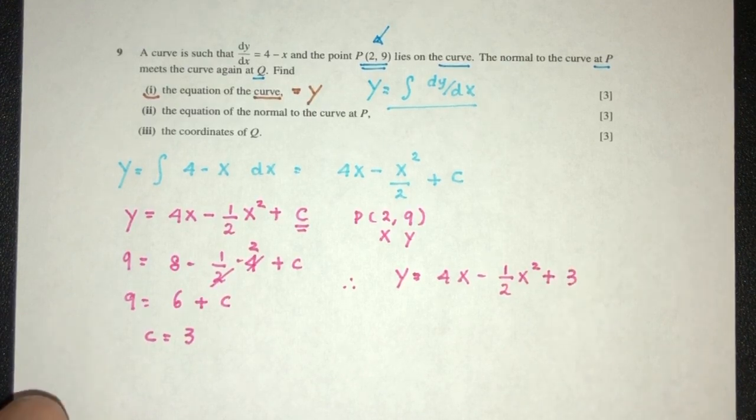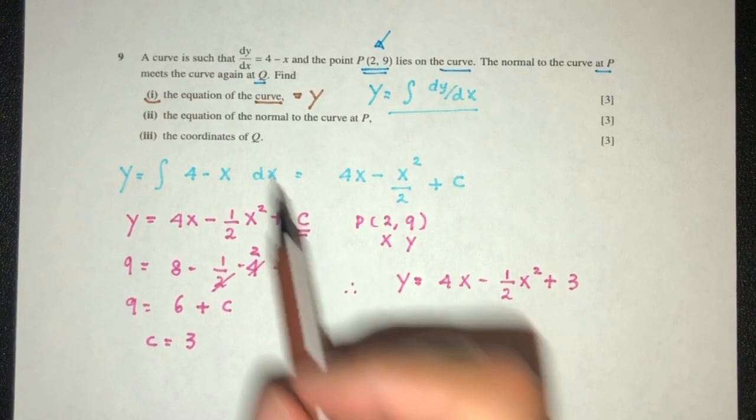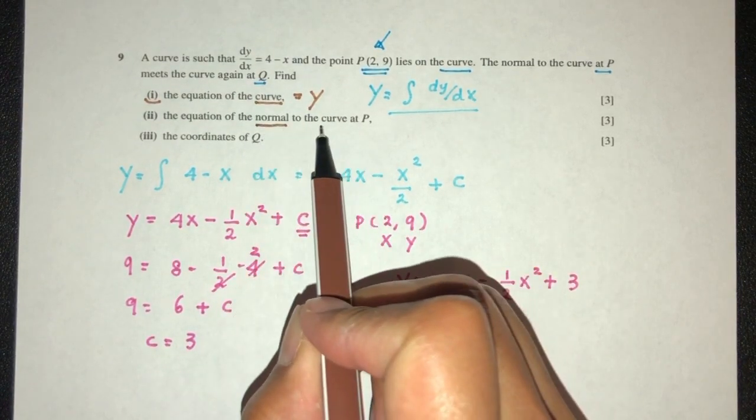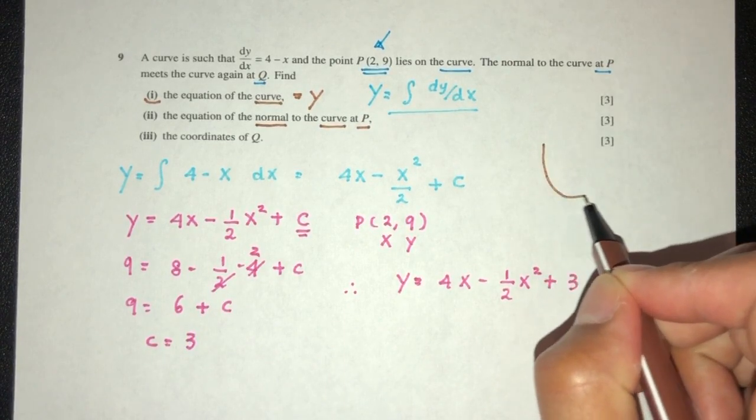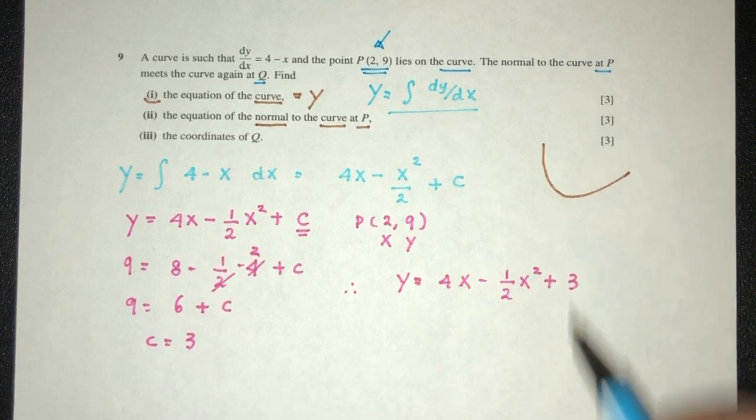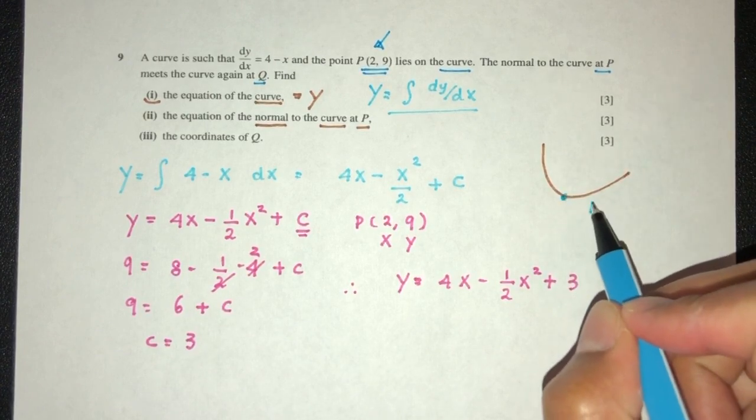Now for part 2, we have to find the equation of the normal to the curve. This kind of question actually comes up pretty often. For example, here, let's say my curve is in this shape. Let's say the point P is somewhere over here. Okay, that's the point P.